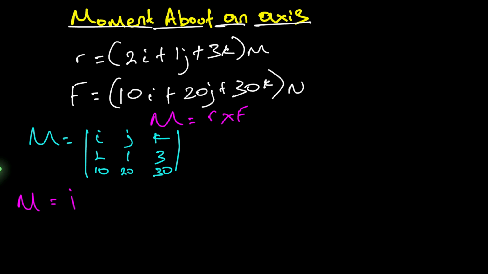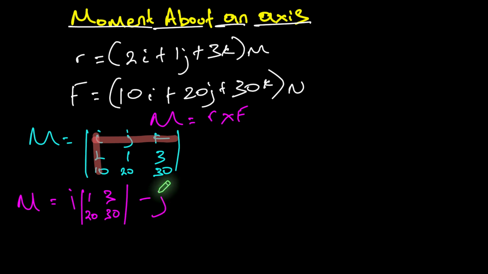So if we go across i, j, and k, all of those in the same row as i, and if we go down, we have the 2 and the 10 in the same column as i. So those will be eliminated, and what we're left with is this 2 by 2 matrix, which is going to be just 1, 3, 20, and 30. And then for j, we have to start with minus j.